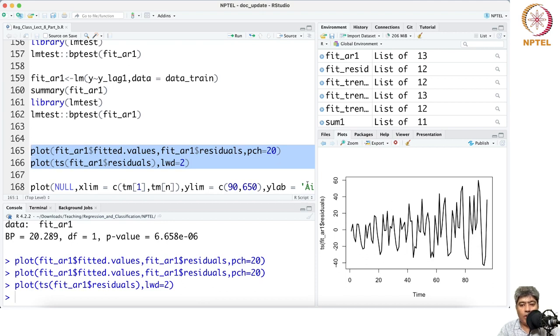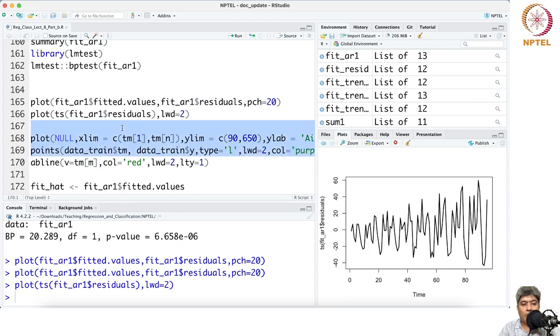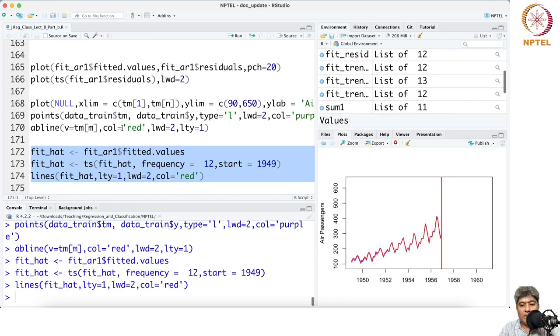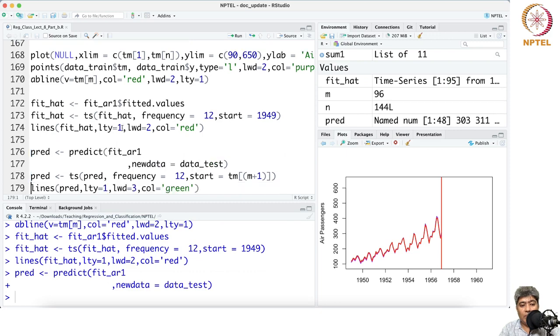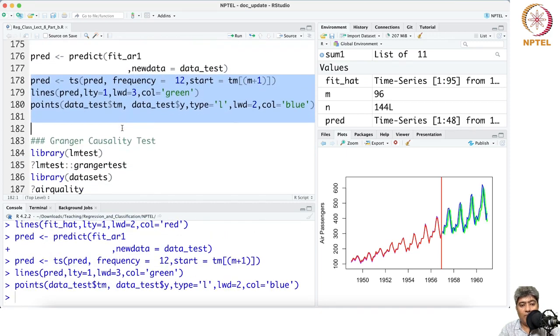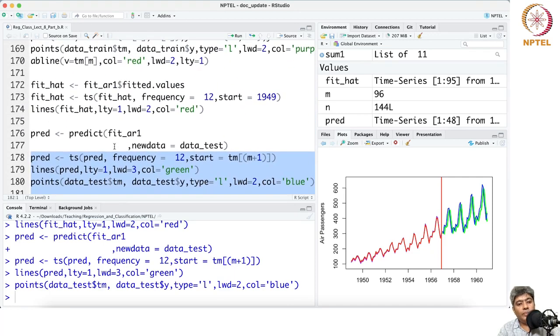In the line plot also, the residuals are much smaller initially and much higher at the end points. But still, if you fit this, it is doing a pretty good job in terms of prediction and out-of-sample prediction. So we will stop here.